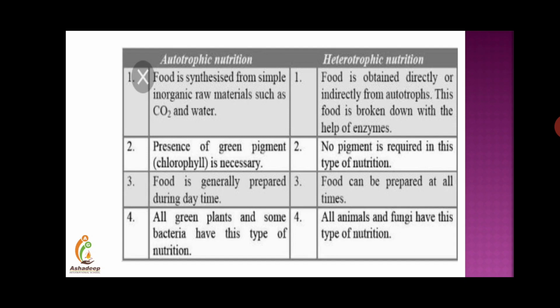Heterotrophic mode of nutrition. Food is obtained directly or indirectly from autotrophs. This food is broken down with the help of enzymes. No pigment is required in this type of nutrition. Food can be prepared at all times. All animals and fungi have this type of nutrition.